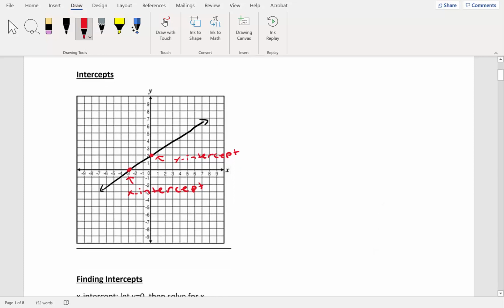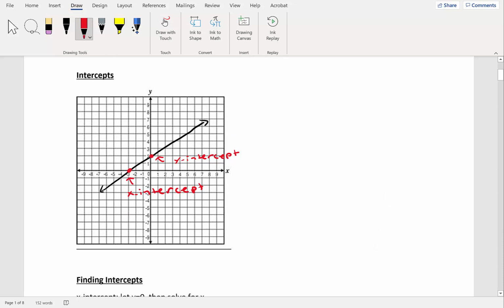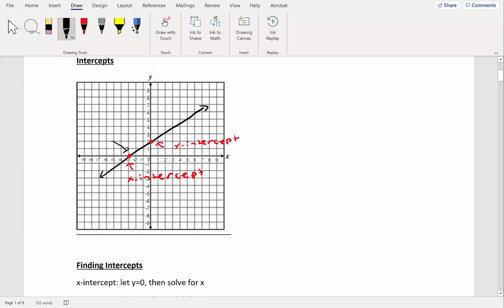Now notice with the x-intercept, it lies on the x-axis. The only way our line can cross that x-axis is if our y-coordinate is 0. So your y-coordinate has to be 0 in order for it to cross the x-axis. So in order to find the x-intercept, you're going to let y be equal to 0 and then solve for x.